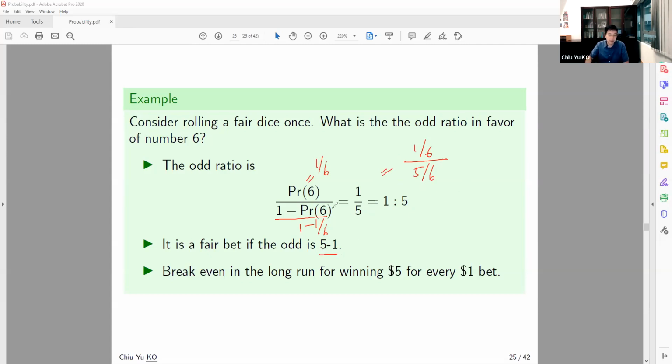So it means that if the casino is giving a fair bet, if you just bet on 6, it gives you $5 for every $1 bet. Of course, if you lose, you get 0. So you will say this is fair if this is the bet. Is that okay? Good. If there's no question from you, then we will go to the next one.